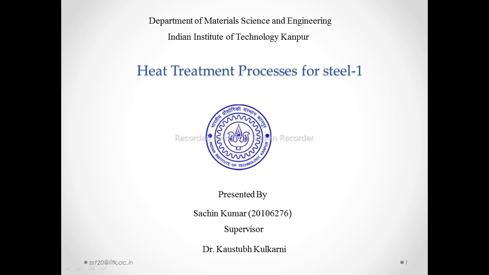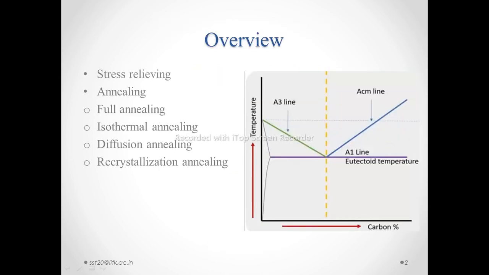Let us get into what are the topics that I will cover in the heat treatment process for a steel 1. In the previous video lecture series, we covered what are the different types of alloys that can be formed in iron, that is, ferrous alloys. That we have covered in between of the video lecture.